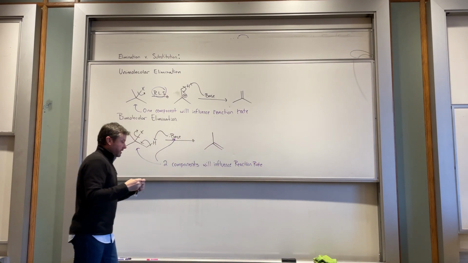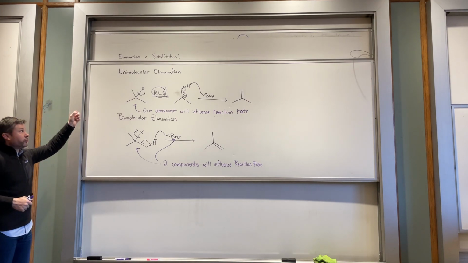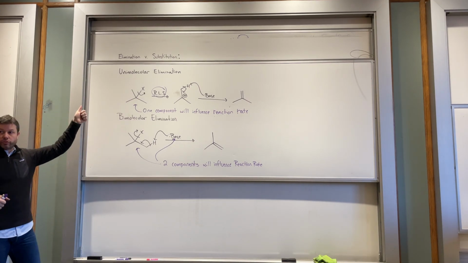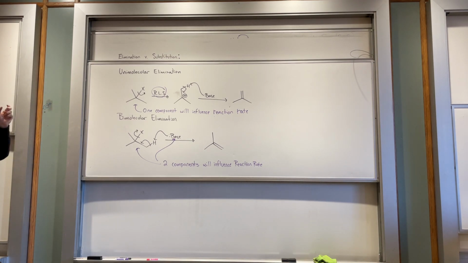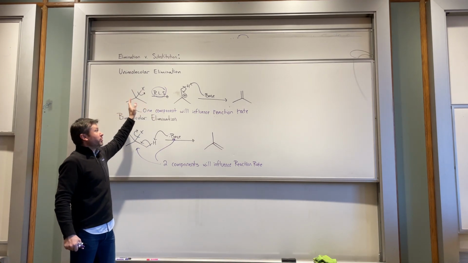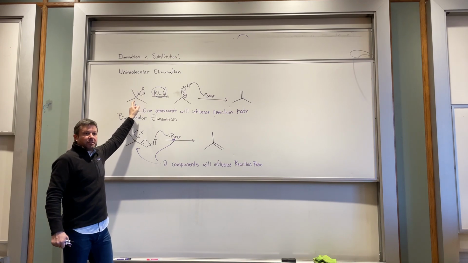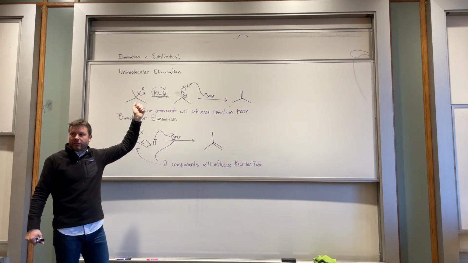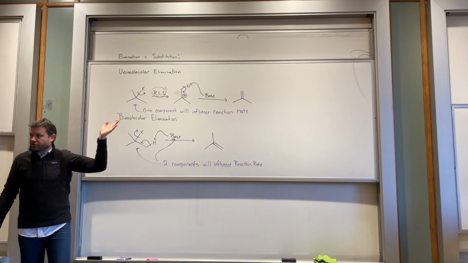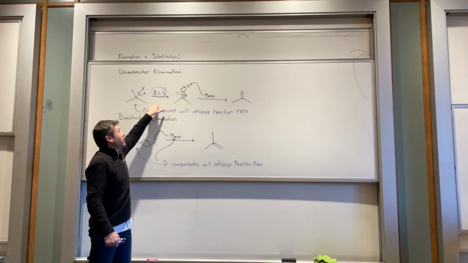Right, and so just like in substitution, we call the unimolecular reaction unimolecular because there's only one component of that reaction involved in the rate limiting step. No matter what the base is, as long as it's going through a unimolecular reaction, the rate of the reaction is determined by how quickly we can lose the leaving group. Concentration of the base is not going to influence the rate because the base is not involved in that rate limiting step.